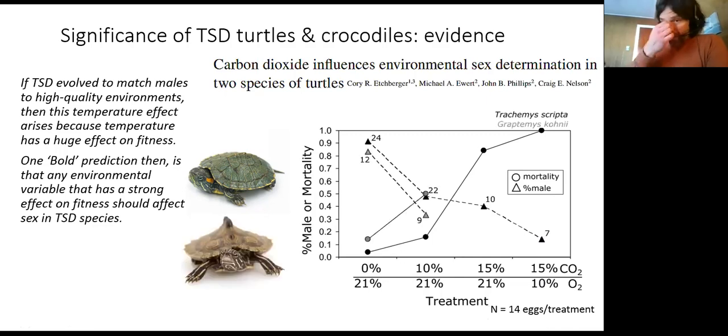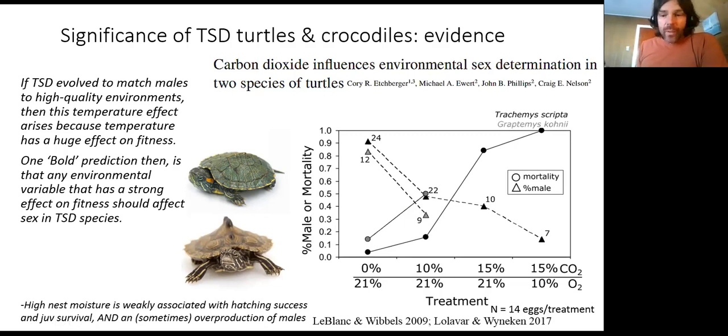So they didn't replicate it in an experimental way. They replicated it across species. This is the Mississippi map turtle done in the same study. They just did 2 treatments here because they had fewer eggs, but you can see that indeed you're getting this increase in mortality concomitant with an increase in female bias in the sex ratio when you crank up carbon dioxide.